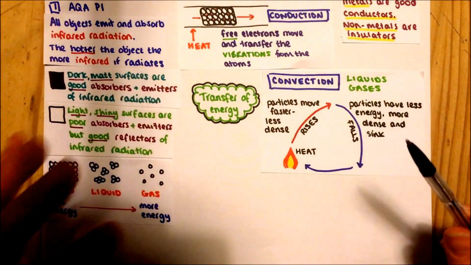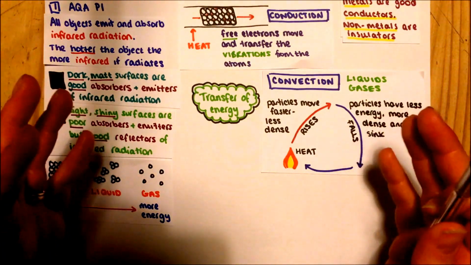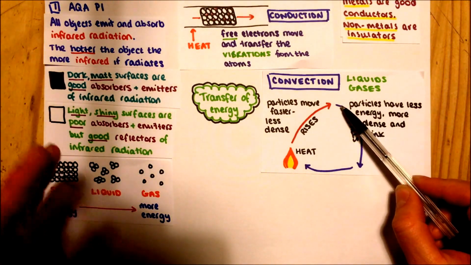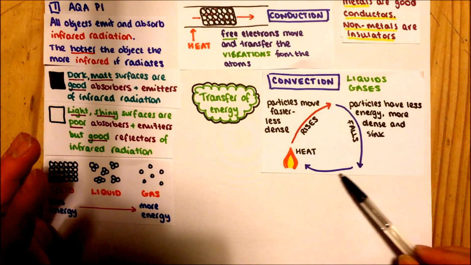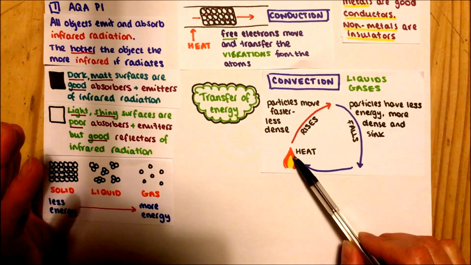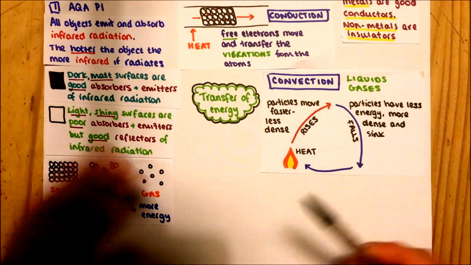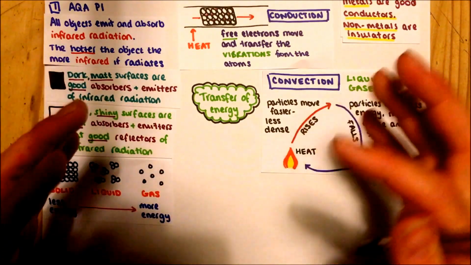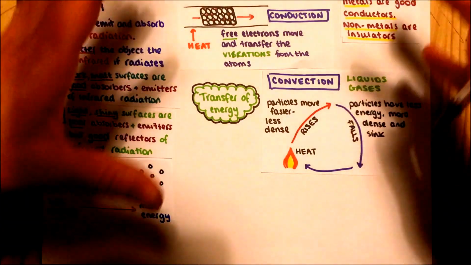They haven't got as much kinetic energy anymore, so they become much denser, much more densely packed. So they're therefore heavy and they fall. And then it cycles all around again. It'll go back to the heat source. It will get more heat, get more kinetic energy. They'll move faster, they'll move further apart, become less dense and rise.